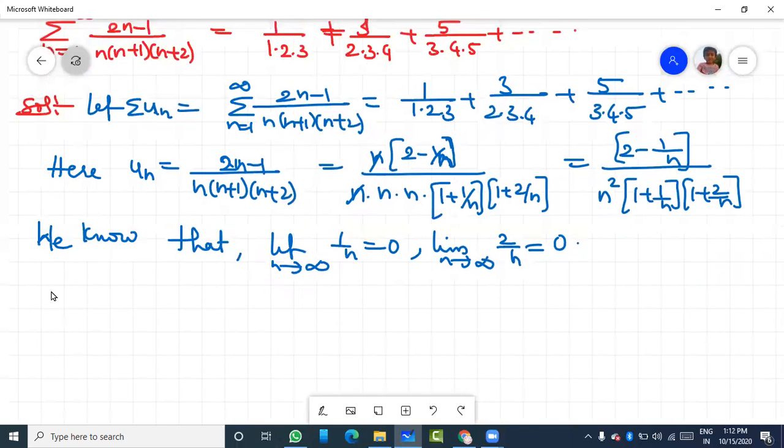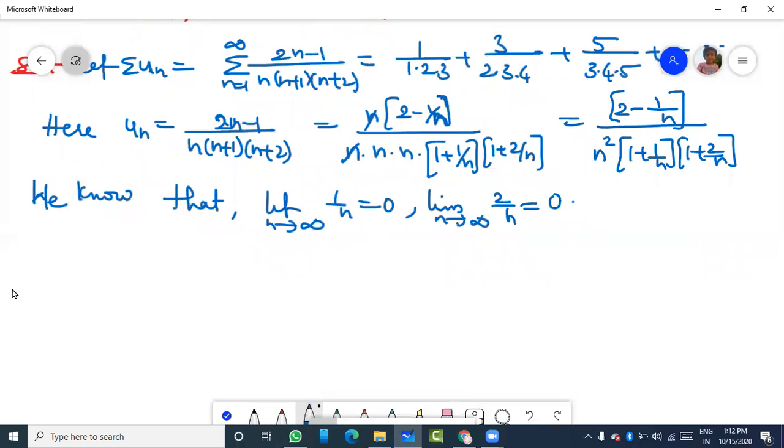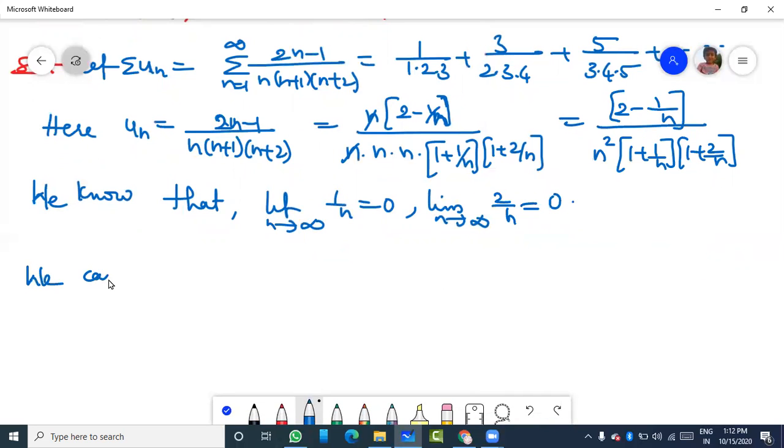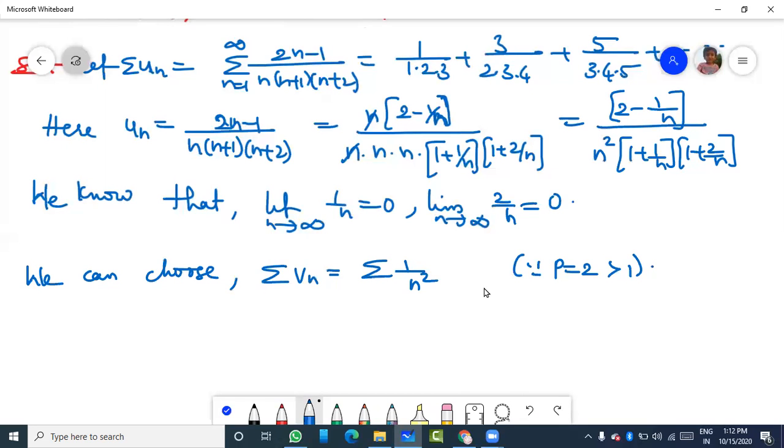Here we can choose a known series, that is sigma vn is equal to sigma 1 by n square. Here p is equal to 2, this is greater than 1. We can choose sigma vn equal to sigma 1 by n square, which is convergent from the p test.